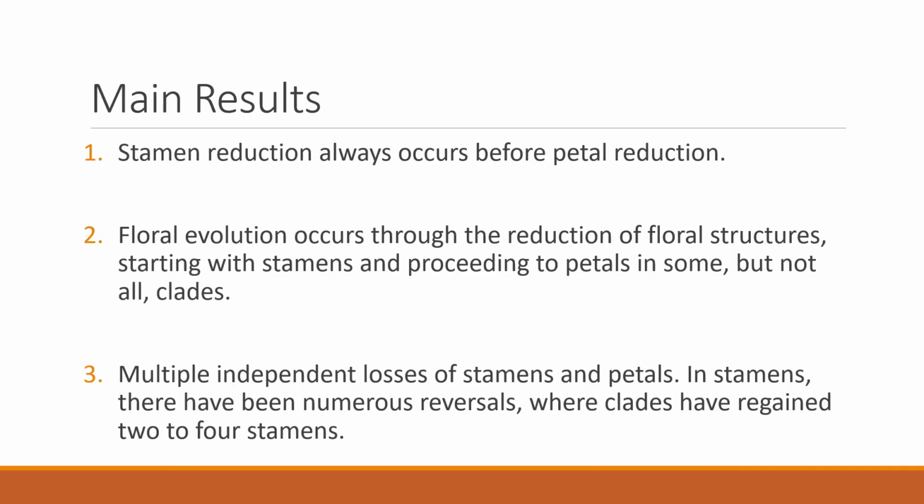By seeing the two phylogenies side by side, we see that stamen reduction always occurs before the petal reduction does. We also see that in Lepidium floral evolution occurs through the reduction of floral structures. So we always start with the stamen and then proceed to the petals, but this doesn't happen in every clade. We also see that there are multiple independent losses of the stamen and the petals. We also see that throughout time there has been regaining of stamen, where the species either regain 2 or 4 stamen to gain the full 6 back.